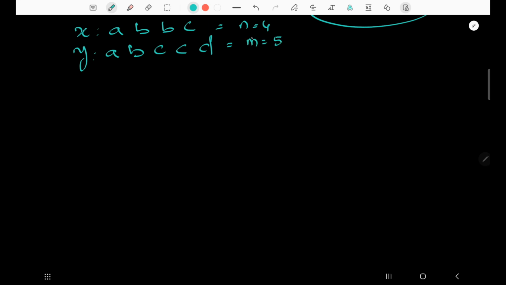Say another exercise: x equals a b b c and y equals a b c c d. So what is the length of x? It is n, that is 4. What is the length of y? M, that is 5. So what is the size of the matrix? 4 plus 1 and 5 plus 1, so I need to make a 5 cross 6 matrix.